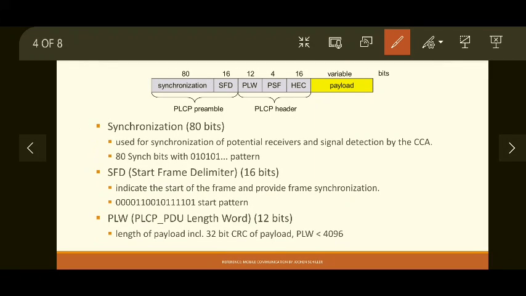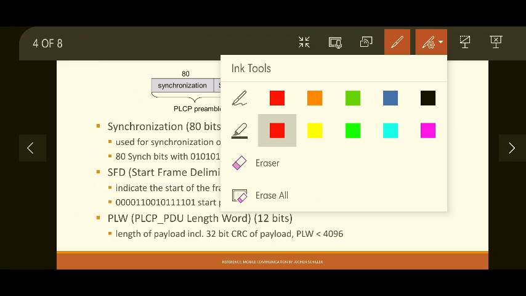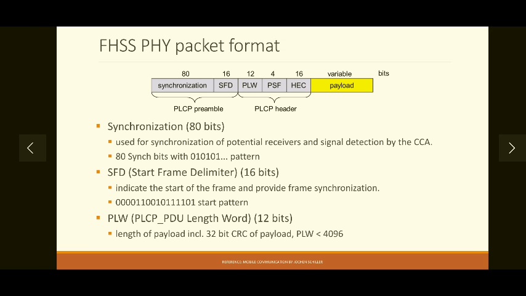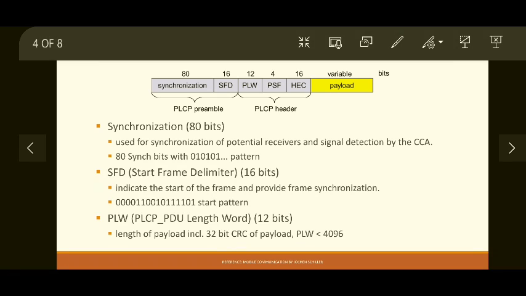PLCP functions we have seen in the last video. It decides a typical packet format. So the FHSS physical layer packet format, that means the format in which data will be transmitted, is decided by PLCP. PLCP defines a packet format that should be followed for communication. As you can see, a frame structure is shown over here, in which the payload is nothing but user data, which may be fragmented also. That means user data may be divided into small fragments. Then it consists of a header part and a preamble part.